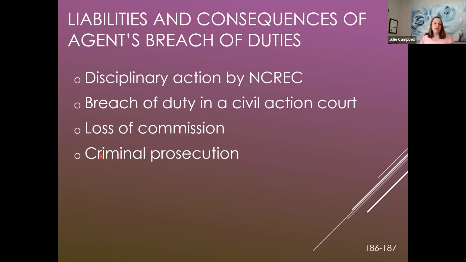The injured party could take you to court. If you're going to get sued or fined, that's where it's going to come from, the court. So they could take civil action. They could take criminal prosecution. The court could also require you to basically pay back your commission if you've received it.